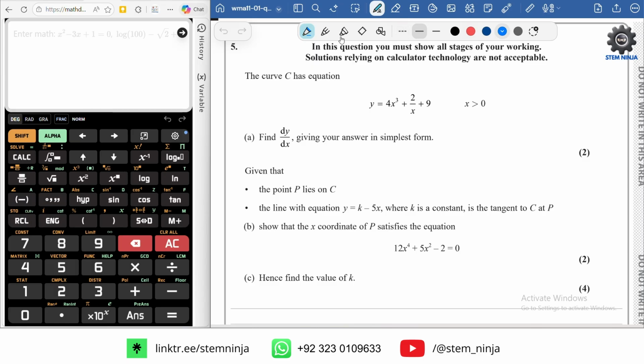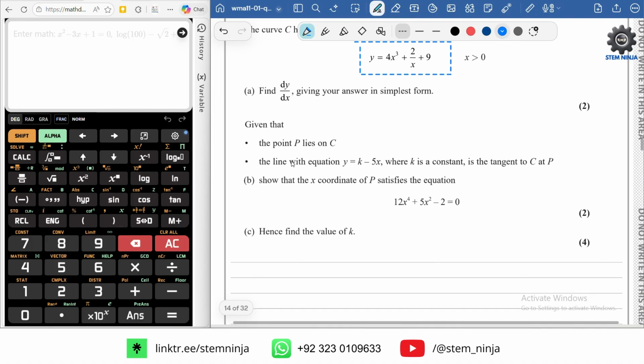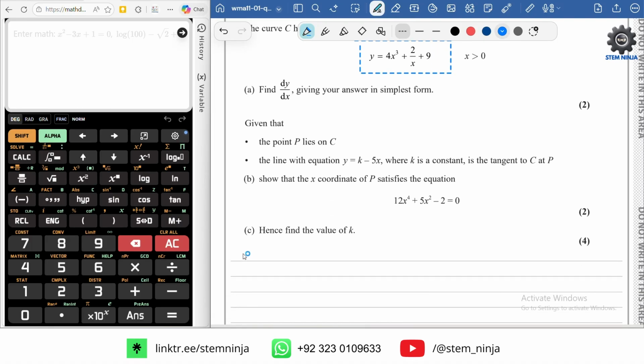Okay, so question number 5. The curve C has equation y is equal to 4x cubed plus 2 over x plus 9. Find dy by dx. So this is straightforward. First off, we rewrite this function with the index form, for the 2x to the minus 1, plus 9.